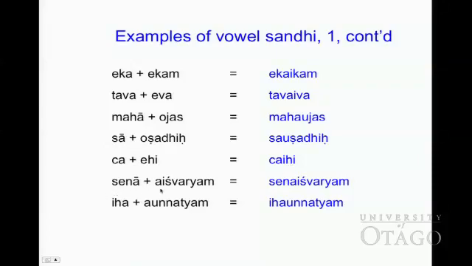Sena plus Aishwaryam, A and AI together will be AI, that is Senaishwaryam. Iha plus Aunatyam, A plus AU will be AU, so Sandhi together will be Ihaunatyam. This is the example for Sandhi rule number 1.